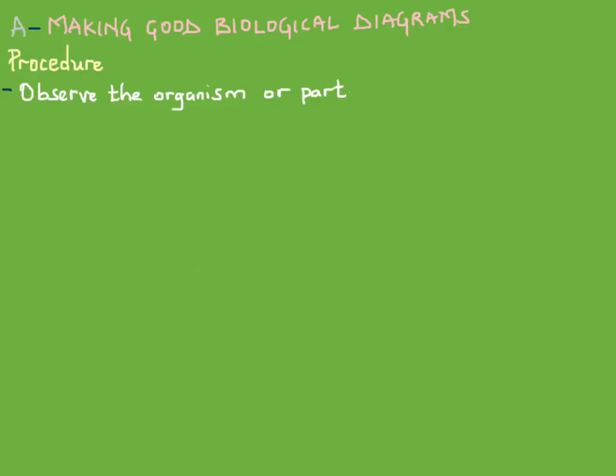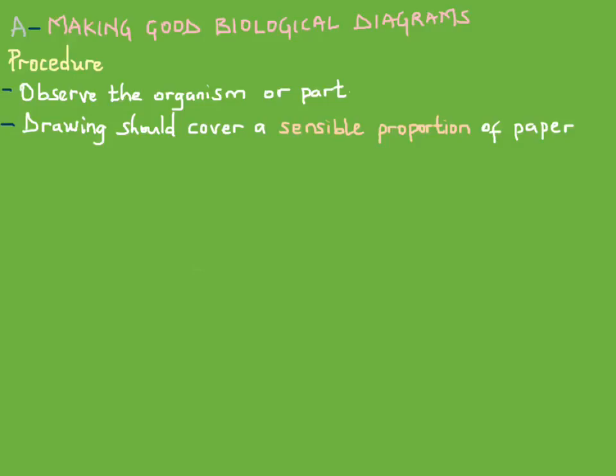Another thing to note in order to make a good biological diagram is that the drawing should cover a sensible proportion of the paper. Allow sufficient space to the right and left of the diagram for labeling. Therefore, it is necessary to make a large, clear drawing which should occupy at least half a page.